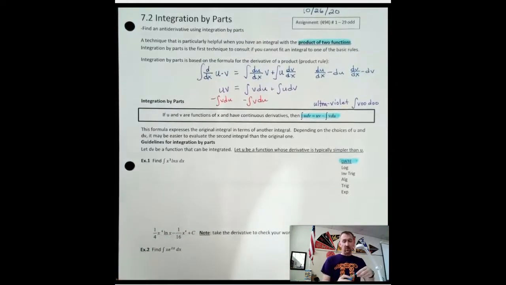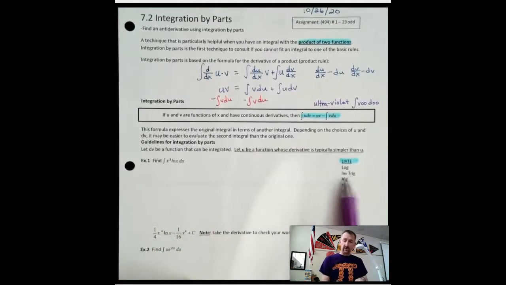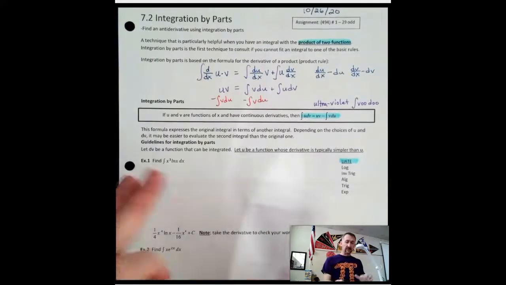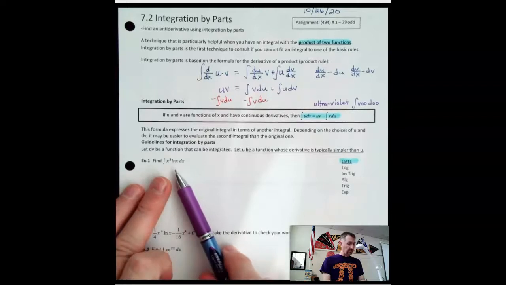That tells you the order in which you're going to try to choose u. So start with logs, and then inverse trig functions, then algebraic, then trig, then exponential. So that's how you would want to choose. Let's see how we do it with an example here.